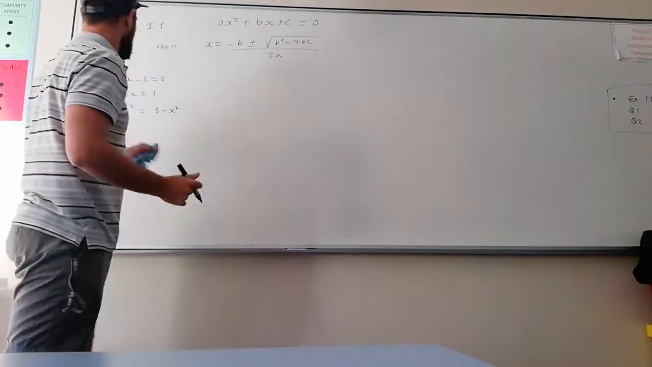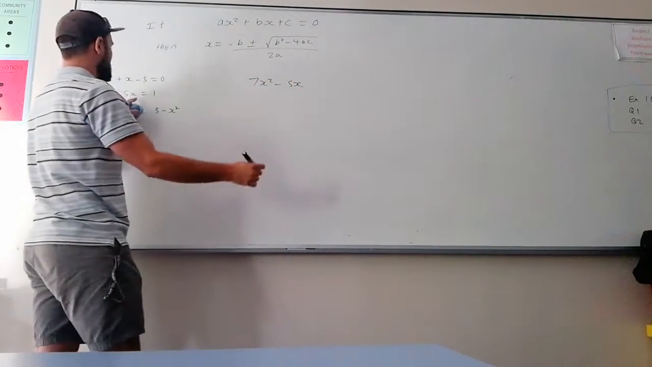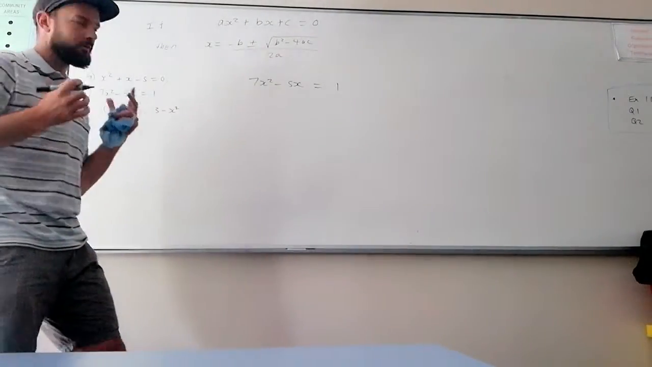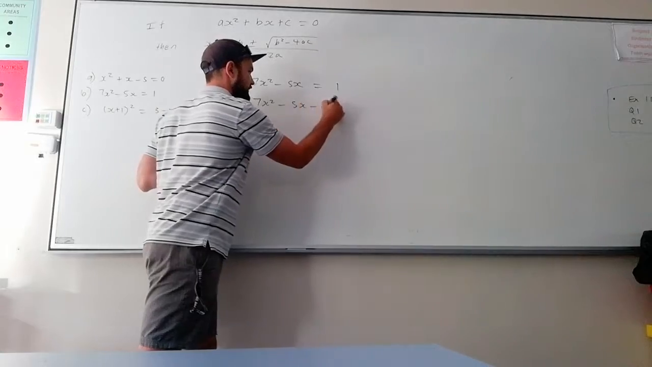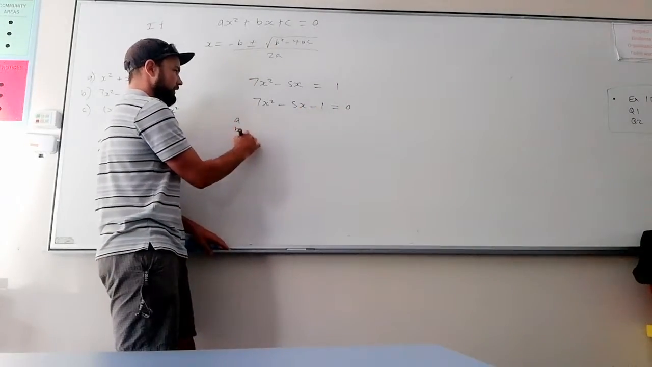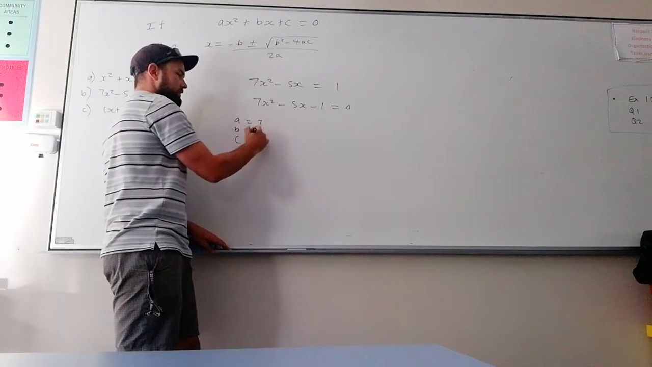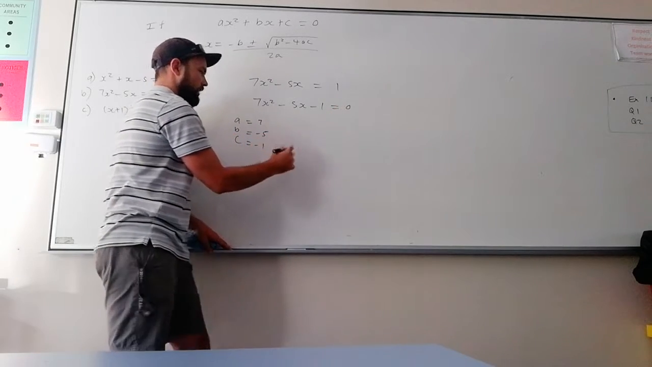Great, so our next example here is 7x squared take 5x equals 1. Now, the very first step is going to be to bring everything to the left-hand side here. So we have 7x squared take 5x, take 1 is 0. Let's identify the values of a, b, and c. The coefficient of x squared is 7. The coefficient of the x term is minus 5. And the value of c is minus 1.